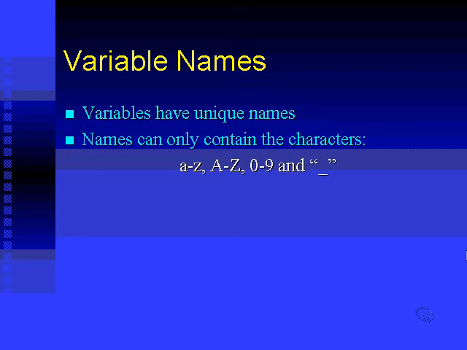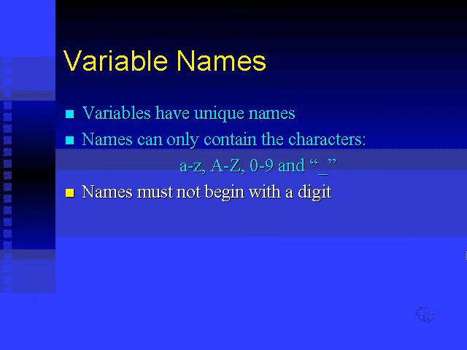Names can only contain the characters lowercase letters, uppercase letters, digits, and the underscore character. Don't think about using the dollar sign or the plus sign or anything like that. They are not allowed in C. Maybe in some other languages, but not C. Names must not begin with a digit. It means obviously that they can begin with anything else, but can't begin with a digit.